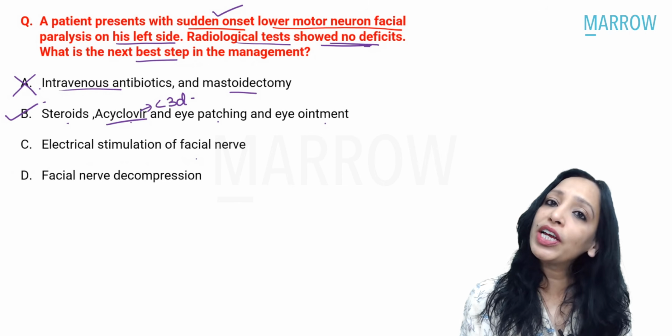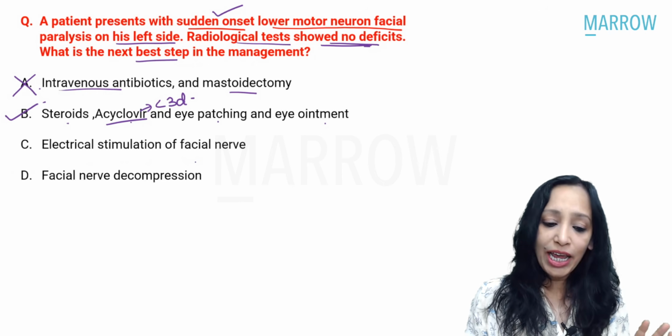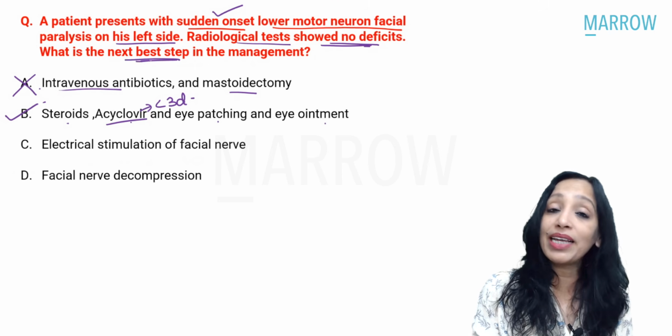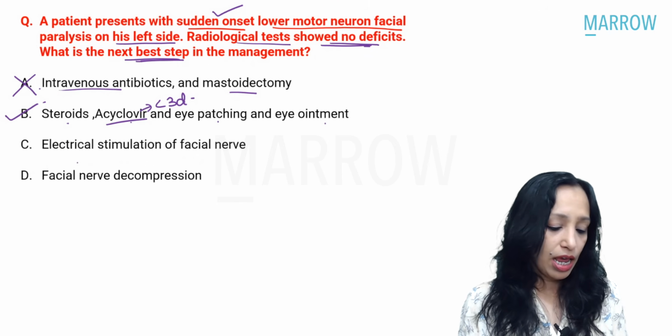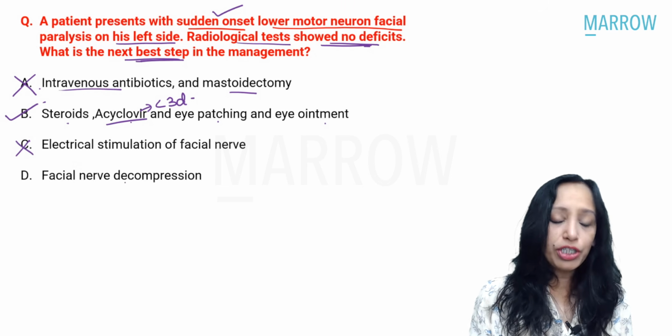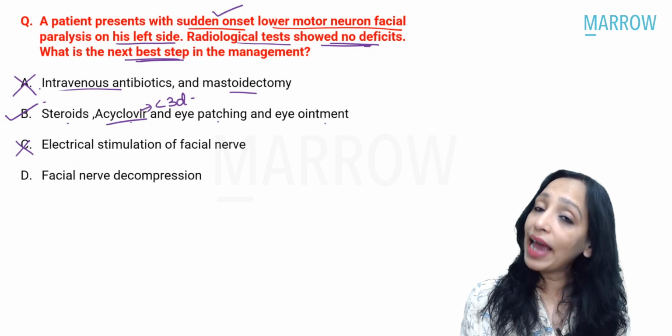Electrical stimulation of the facial nerve, is that done for Bell's palsy? Yes, it is done. But if we are supposed to choose the next best step, that will not be the electrical stimulation, that will be steroids. So no, not this. And facial nerve decompression, can that be done for Bell's palsy? Yes, that can be done.